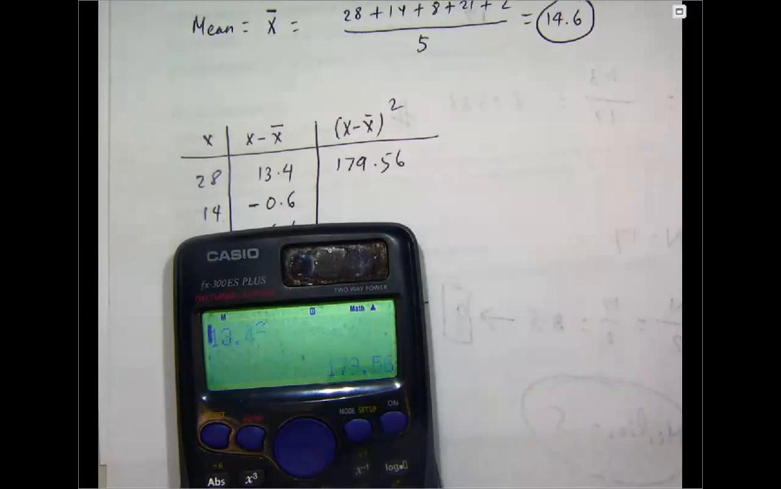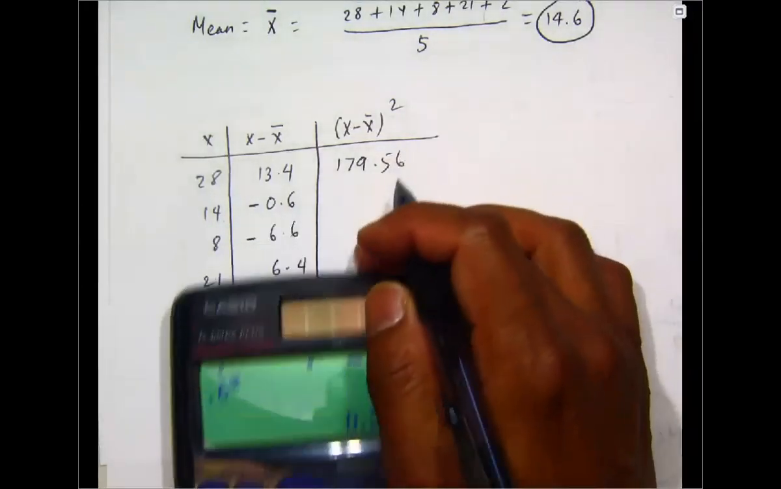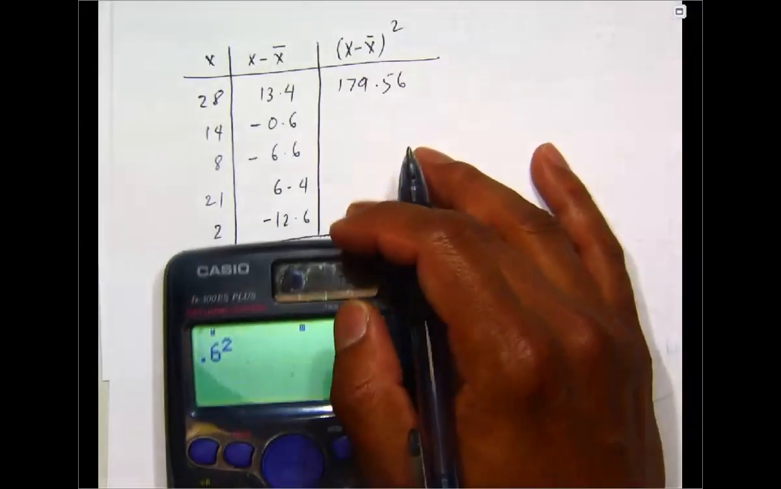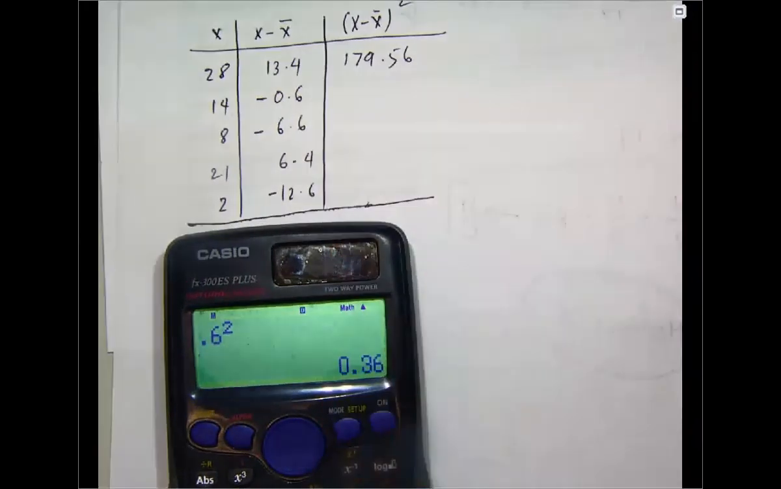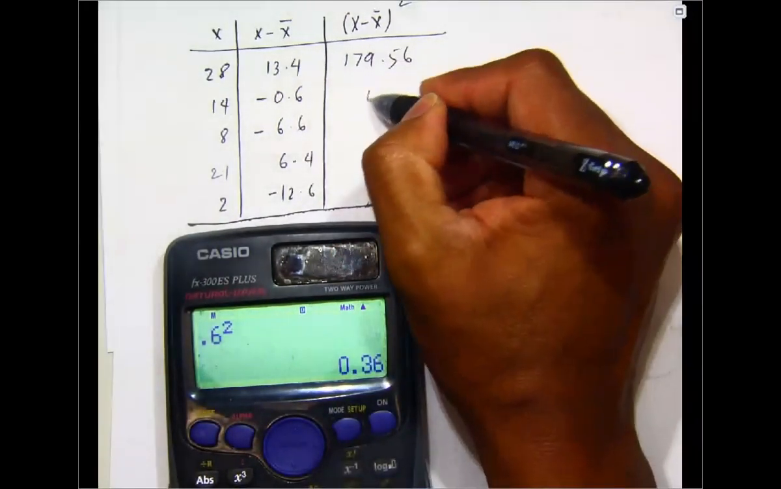So that's 179.56. Let's do the same thing. 0.6 squared is 0.36. And the square of a negative number is always positive, so you don't have to worry about that negative number. That's 0.36.